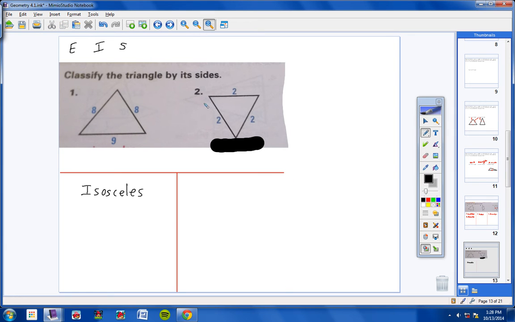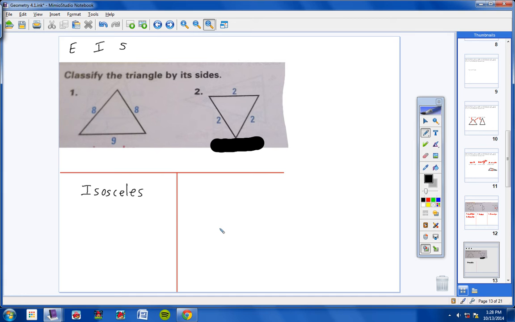Okay, go ahead and copy this in your notes if you would, please. Triangle with length of 2, 2, 2, and then give me the name or names of this triangle, okay? And I'll tell you now, there will be two names to this triangle.